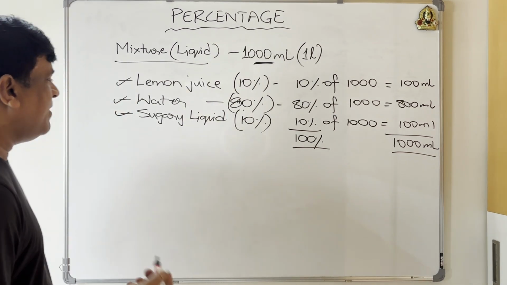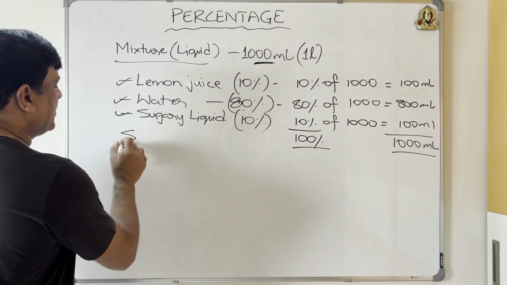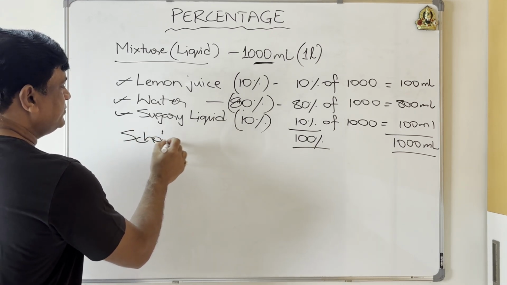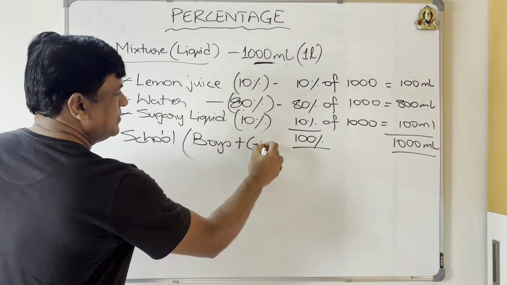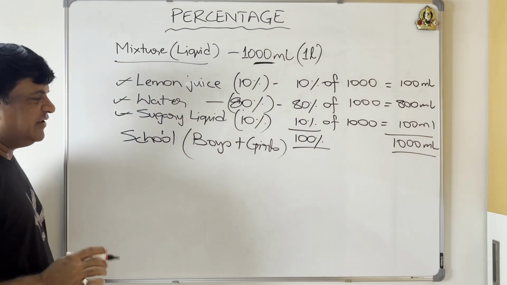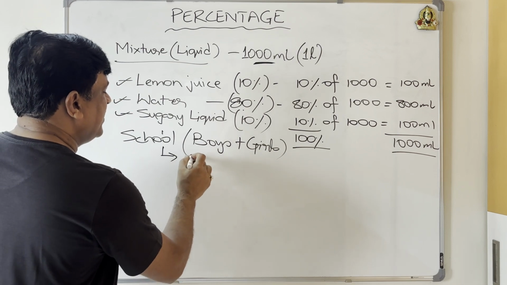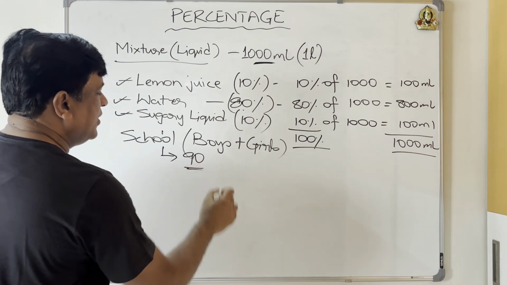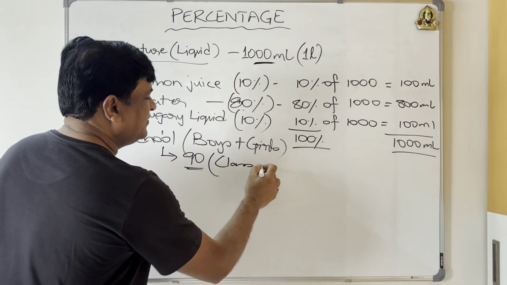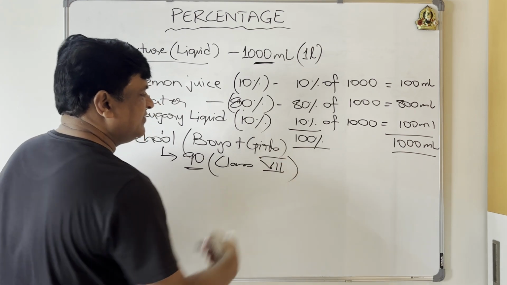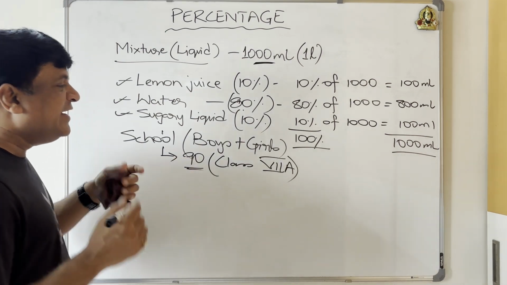Similarly, if I take another example, all of you go to school, right? In a school, you have boys plus girls in the class. And the total strength of your class, I'll say there are 90 of you. There are 90 students in, for example, class 7. Well, I'll put a section also. These days sections are very common. Okay? There are 90 students.